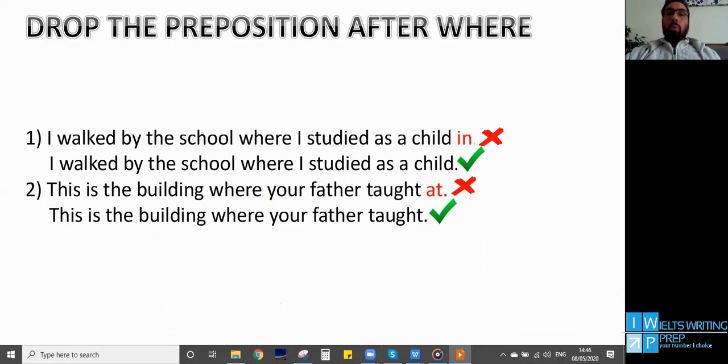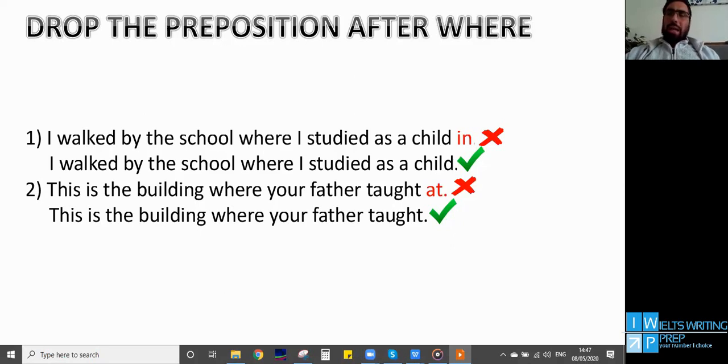But when we use where, we have to drop the preposition. I walked by the school where I studied as a child in. So we don't want to say where I studied as a child in, because where is talking about the location, so it's going to take the place of the preposition. I walked by the school where I studied as a child. This is correct. Number 2, this is the building where your father taught at, is going to be, this is the building where your father taught.